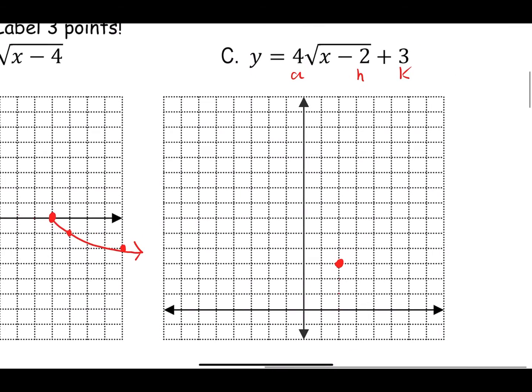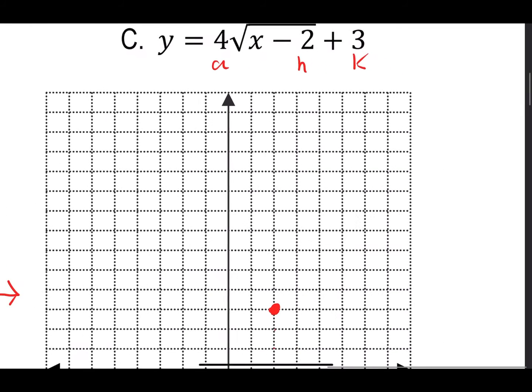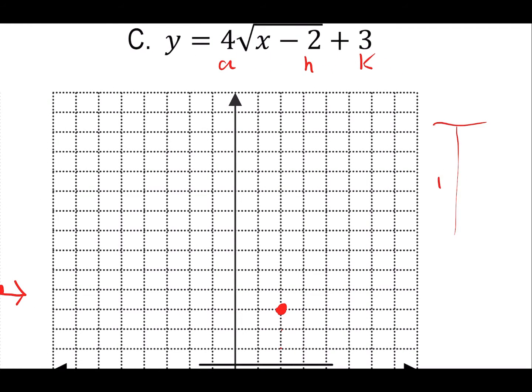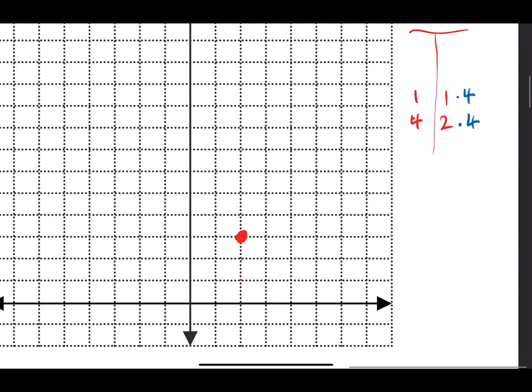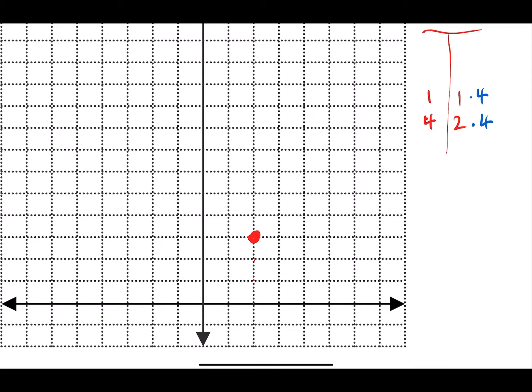Its vertex. And instead of going right 1, up 1, right 4, up 2, we're going to take this a value, a vertical stretch of 4, vertical meaning y, take every y value and multiply by 4. So instead of going 1, 1, we're going to go 1, 1 times 4. And 4, 2, 4, 2 times 4. So that should look like right 1, up 1, 2, 3, 4. Right 4, 1, 2, 3, 4, up 8. 1, 2, 3, 4, 5, 6, 7, 8.